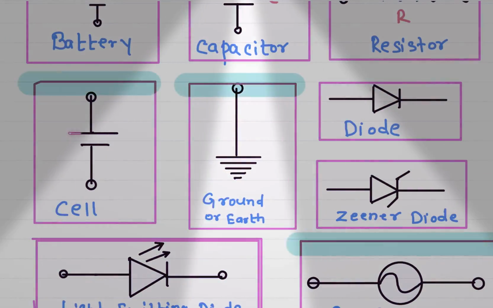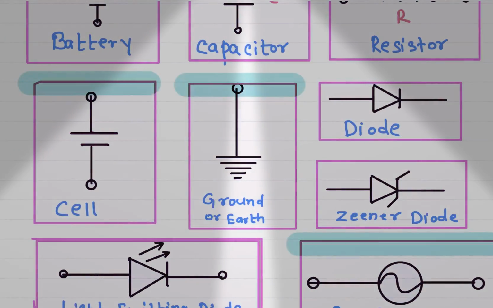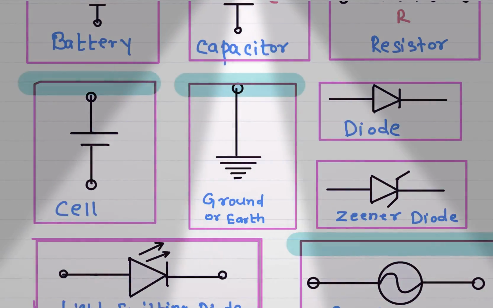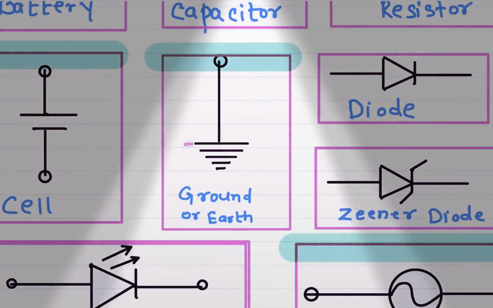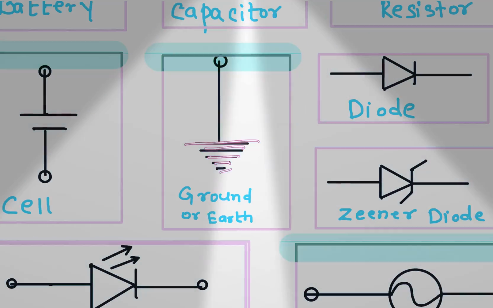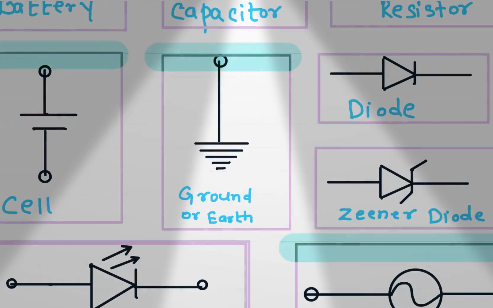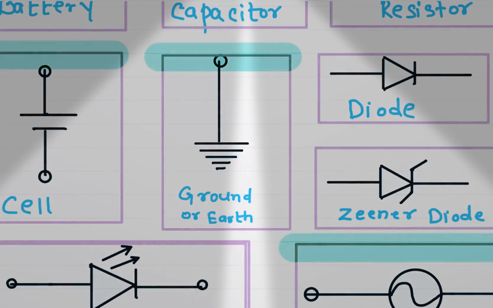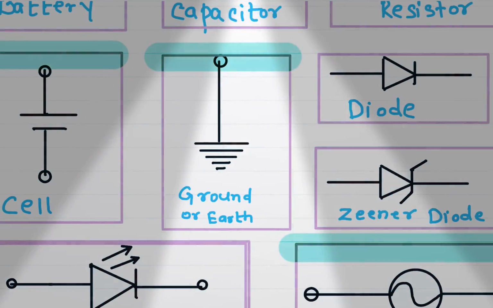And as I said here, this is the cell, or in simple words, we say one battery here. And this one is connected to the ground or to the earth. That means at this point, the potential is 0. So this is connected to the earth.